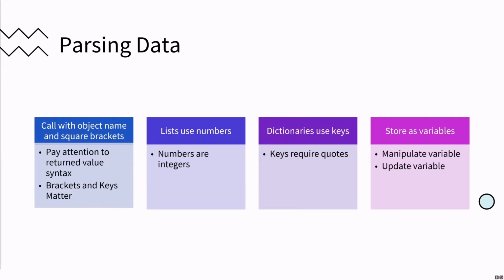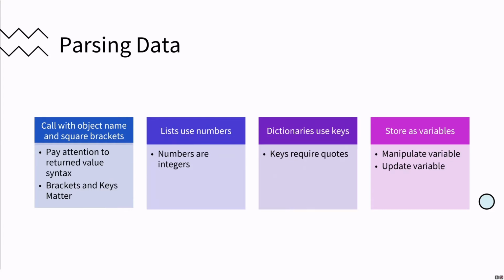Parsing through data. It is important to know that we're going to be calling object names and square brackets. So when you do an API call, pay attention to the returned value as it comes back in square brackets versus curly brackets, which will indicate it is either a list or a dictionary, and that's going to indicate whether you need to use a key value when calling that object or if you need to use its place in the list. So pay attention to your brackets and key values.